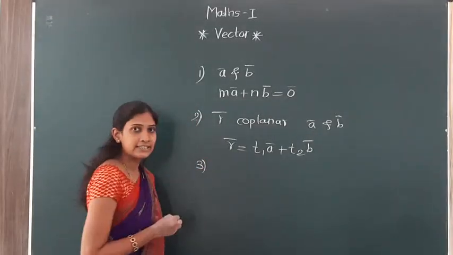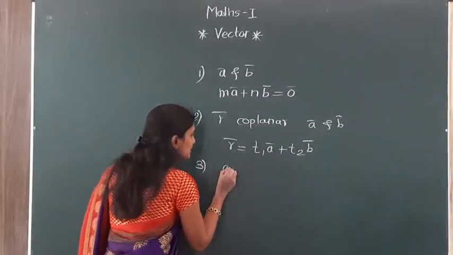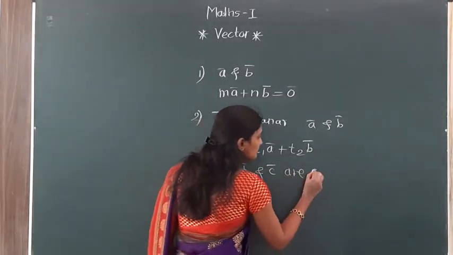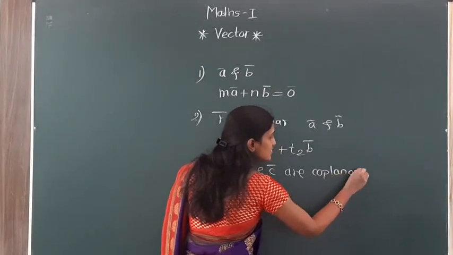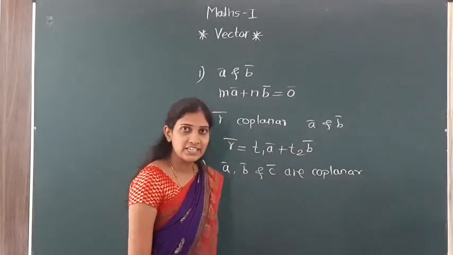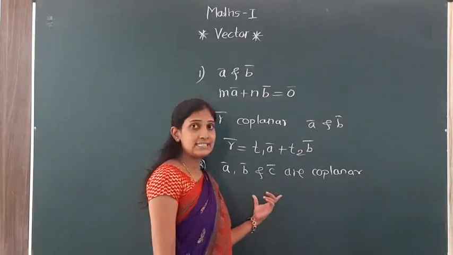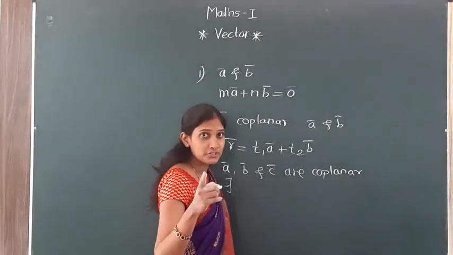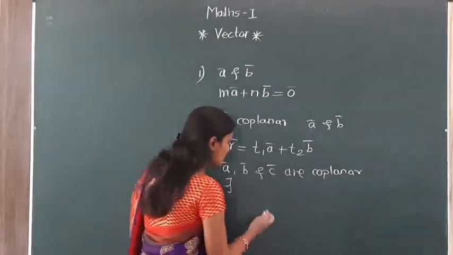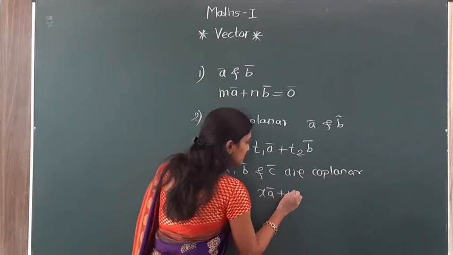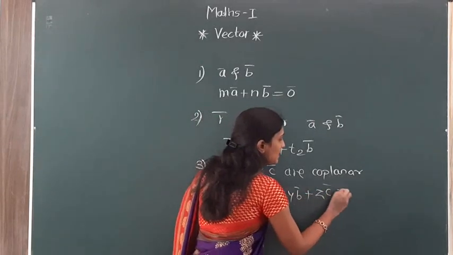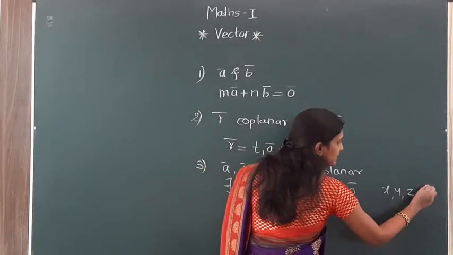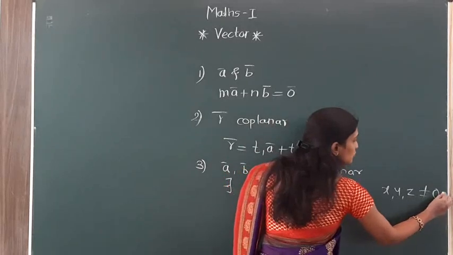And the third theorem is: if A bar, B bar and C bar are coplanar vectors, then there exists a linear combination. We studied the linear combination. Then there exists the linear combination x A bar plus y B bar plus z C bar is equal to 0 bar, where the scalars x, y, z are not equal to 0, 0, 0.